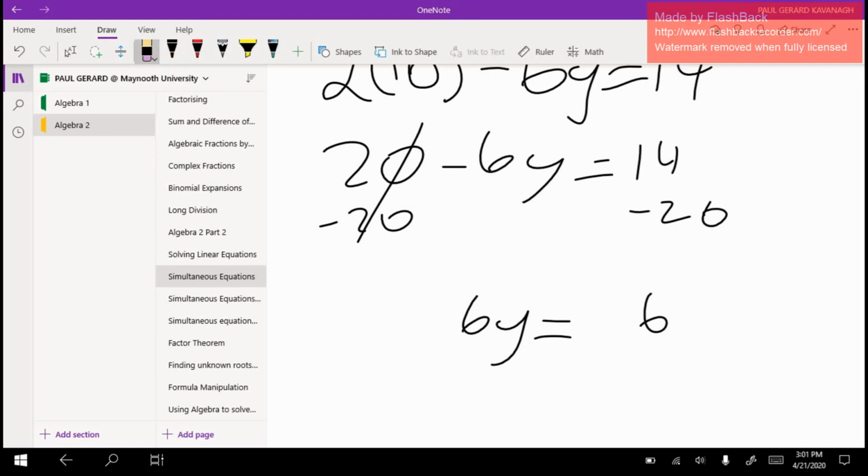What I'll show you is just do that, because they both contain the minus sign, so it makes sense to just get rid of it. Now what you do is divide both sides by 6, and you're going to have y equals 1. So that is basically how you would do simultaneous equations with two variables.